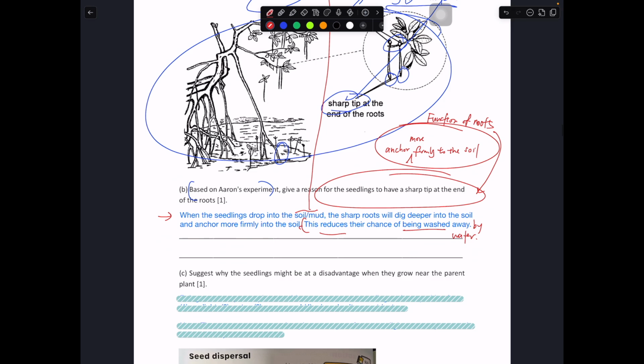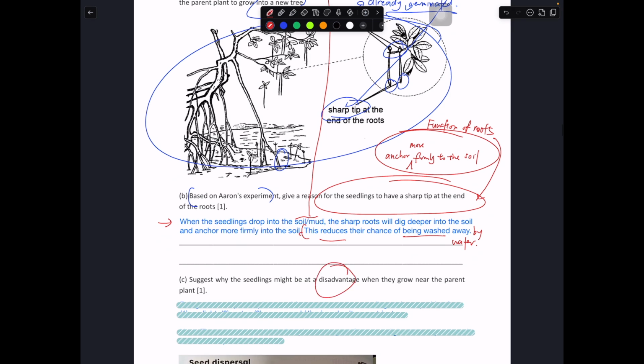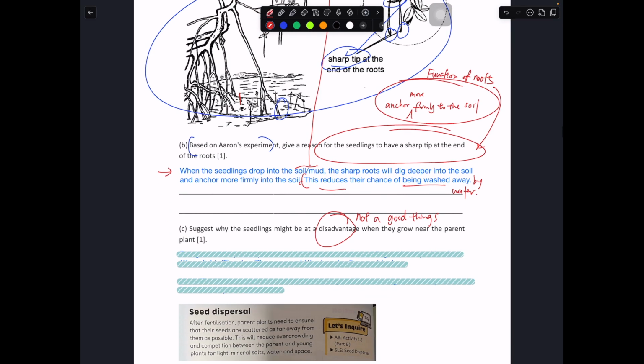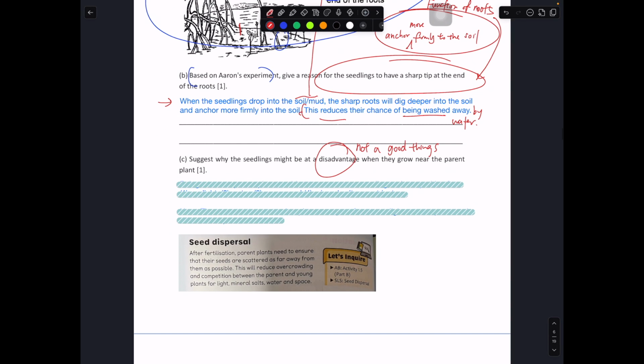Next, suggest why the seedling may be at a disadvantage, so not a good thing, when they grow near the parent plant. Why is it not a good thing if they grow near the parent plant? Because being near to the parent plant, you will compete for resources. What are the possible resources? We go back to this idea. You will compete for light, mineral salts, water, and space with the parent plant, and this is not a good thing. So you might grow less well because most of the resources are taken away by the parent plant. So how do you write this?